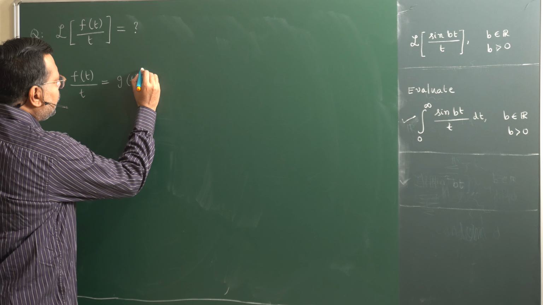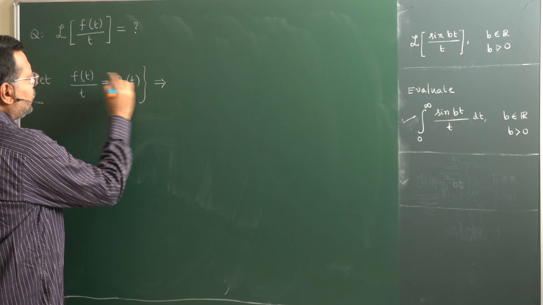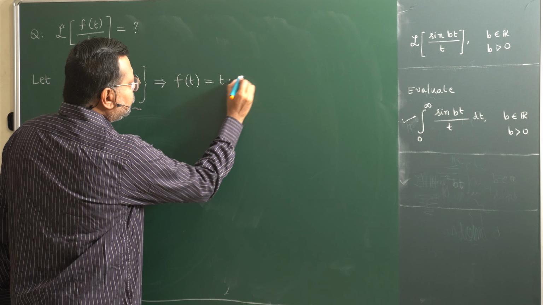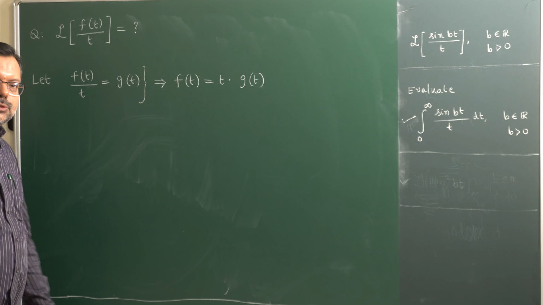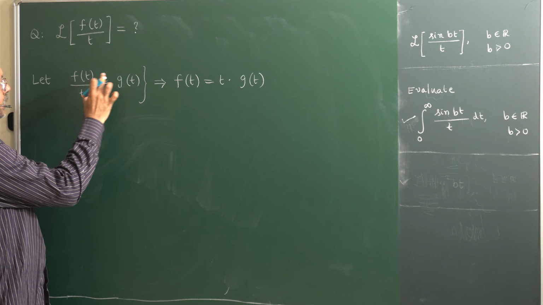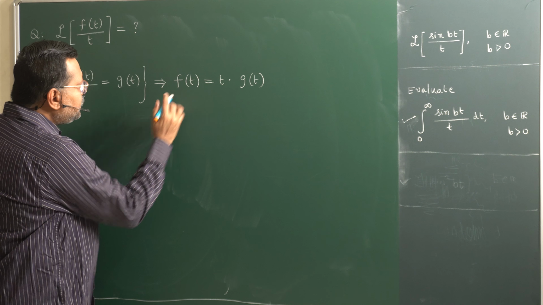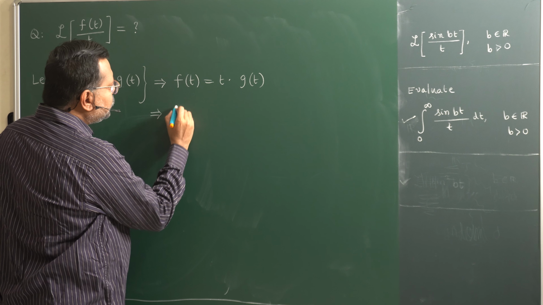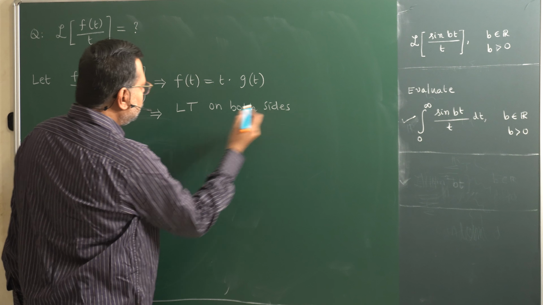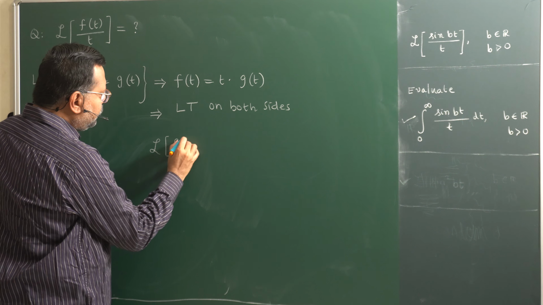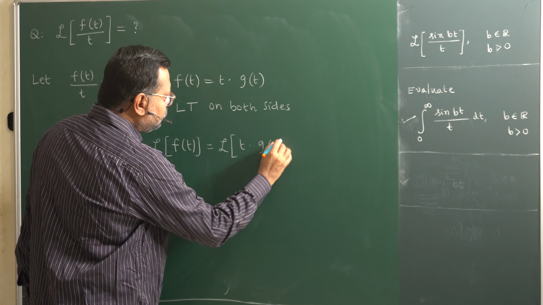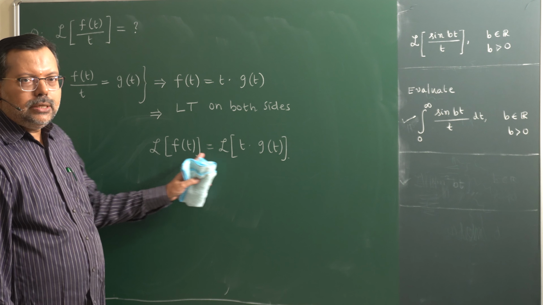Okay, so how does it help you to group? Let us see how we are going to do that. We can now write this f of t, by doing cross multiplication, as t times g of t. This is the rearrangement that you are going to have if you call this by the name g of t. So if this is the case, then you take the LT on both sides, taking the Laplace transform on both sides. So you will be getting like this: Laplace transform of f of t would be equal to Laplace transform of t into g of t.